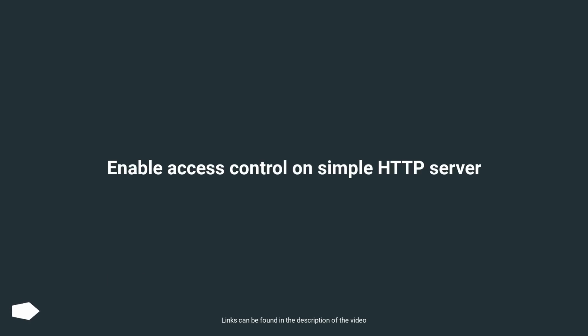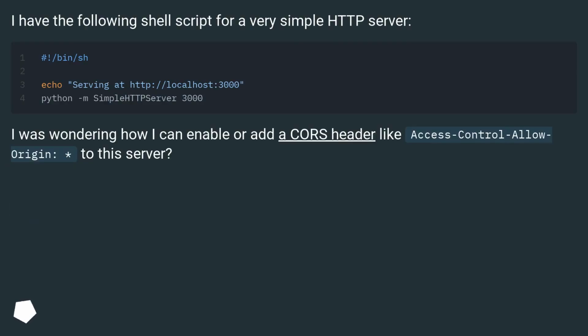Enable access control on simple HTTP server. I have the following shell script for a very simple HTTP server. I was wondering how I can enable or add a CORS header like Access-Control-Allow-Origin to this server.